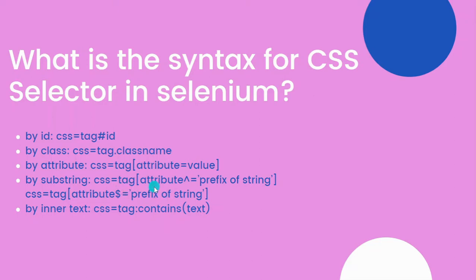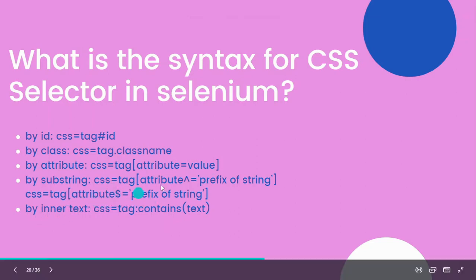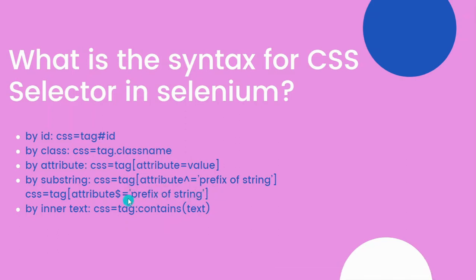So it is tag followed by attribute and cap symbol with the attribute value. And this is used when you are trying to use the prefix of that attribute value. And we can also write it as attribute dollar and the suffix of the string value. Sorry, it is not prefix, it is the suffix here. So when we want to use the suffix of that attribute value, we can use this format of tag, attribute and the dollar sign. So when we want to use the prefix, we will be using the cap symbol, and for the suffix value, we will be using the dollar symbol.